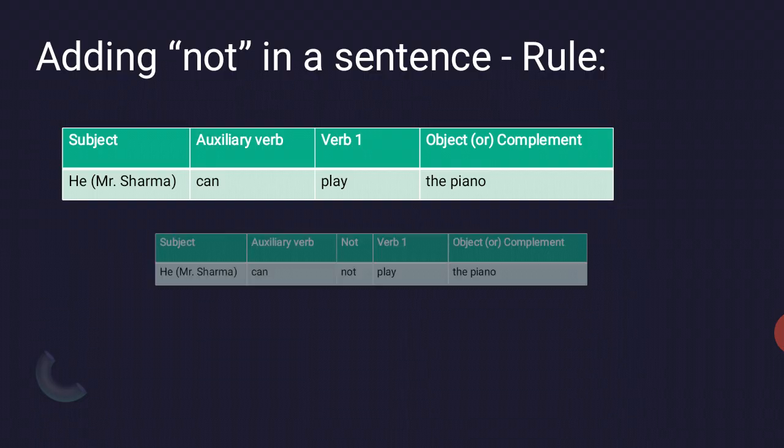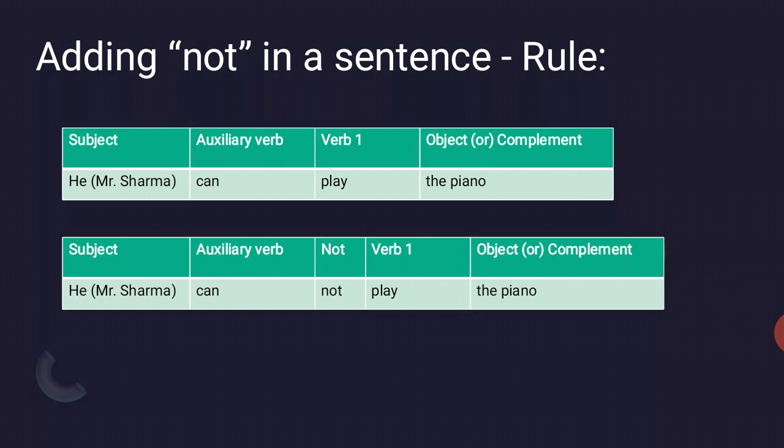For example, Mr. Sharma can play the piano. Mr. Sharma cannot play the piano. This is the negative sentence. So here we have the auxiliary verb. The first sentence has an auxiliary verb, can, but the second sentence has a main verb. That is why we have to split the sentence with does plus the present form of the verb. Whatever verb is given, that verb we have to put.